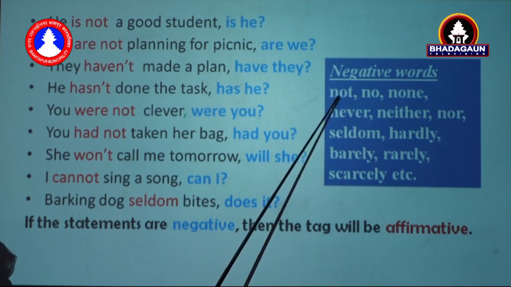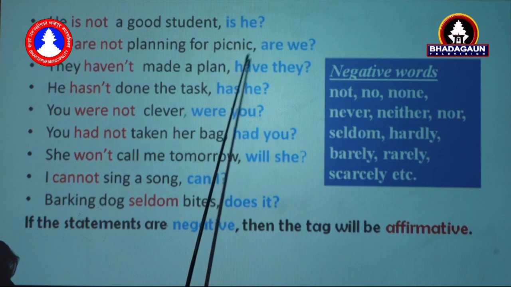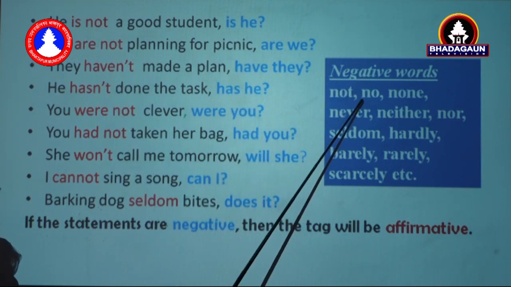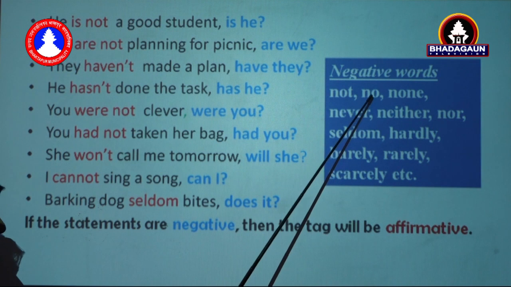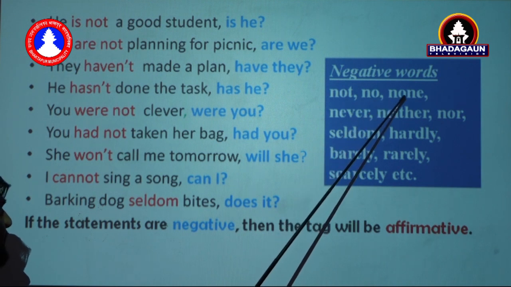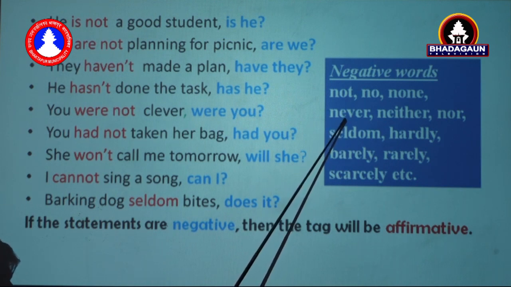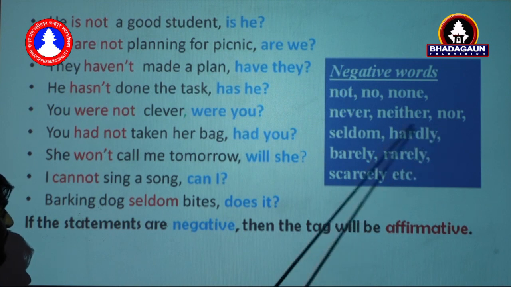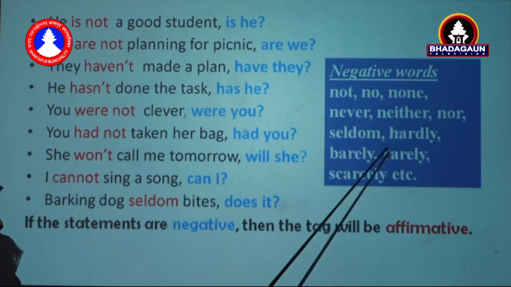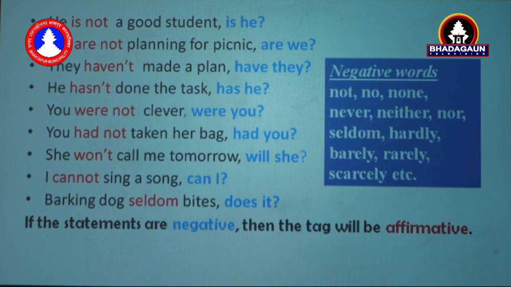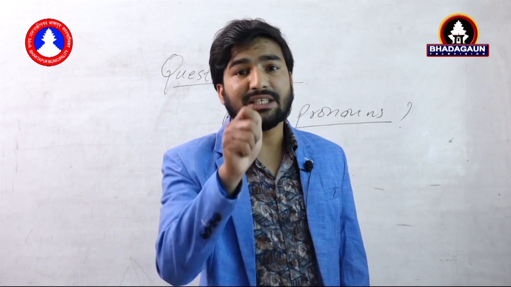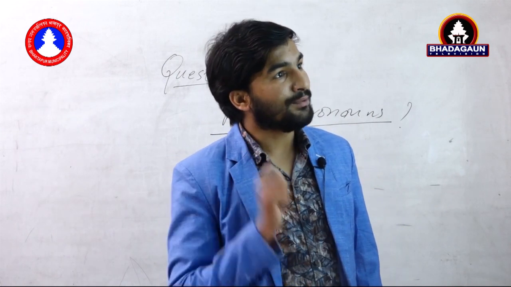If the word not is present in the statement, that's a negative sentence. If the word no is present in the sentence, again that's negative. If the word none is there, again the sentence is negative. If the word never is there, neither, nor, seldom, hardly, barely, rarely, scarcely, if these words are present in the statements, ultimately those statements are negative. So you need to use or add the positive tag.